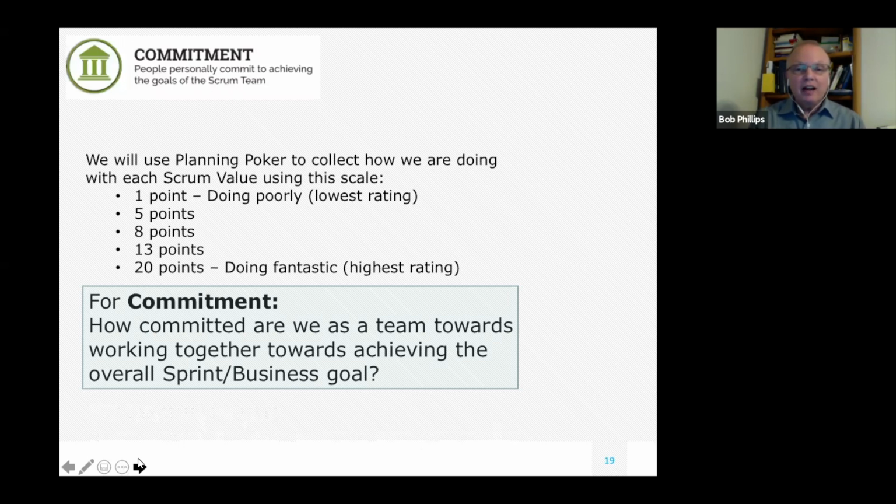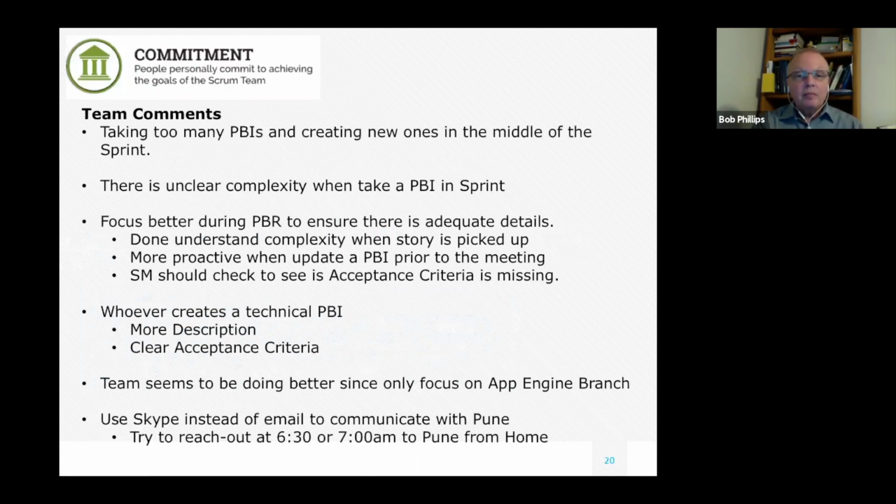For commitment, how committed are we as a team towards working toward achieving the overall sprint/business goal? And then basically, New Jersey felt they were more committed than Pune. As you could see, Pune came in a little bit above 8, and New Jersey came in at 13, which is interesting as far as commitment. And then this is the feedback that we got. We were volunteering for too many product backlog items. And we were creating new ones in the middle of the sprint, and that was creating a mess and messing up our commitment.